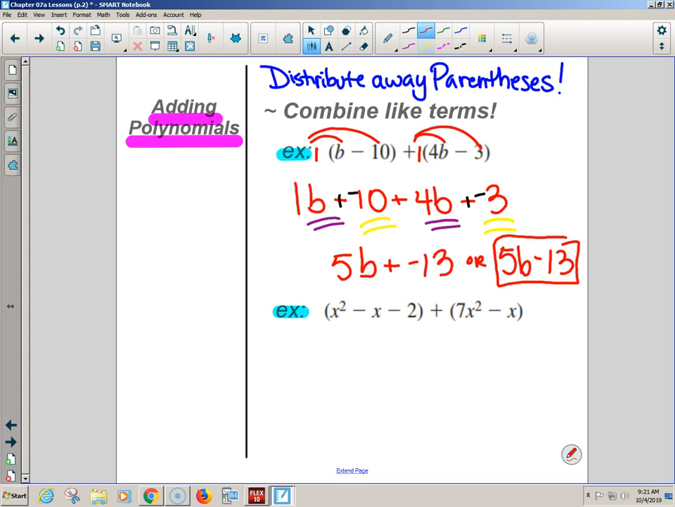So you guys, can you go ahead and take the second example, distribute away the parentheses, combine the like terms, and let's see if you can get that perfectly simplified answer. Take your time. Distribute away the parentheses. Combine the like terms. Show me that you got it. If it's not bad, then prove it to me.